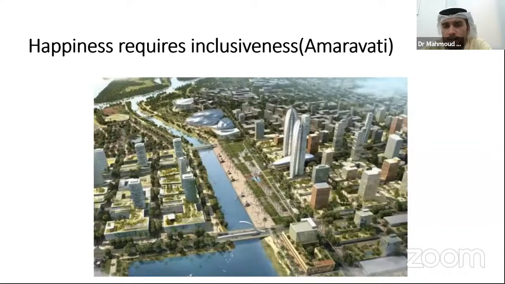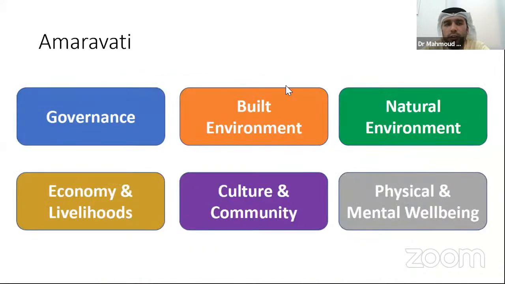Happiness requires inclusiveness. So there is a city in India that I visited called Amaravati. It's in construction. They have a very interesting platform, actually, on how they look at happiness and social sustainability. They have looked at it this way, a combination of governance. Okay, so it's about having the right governance, citizen engagement all the way, and also built environment and quality of life when it comes to the urban planning of the city, natural environment, economy.